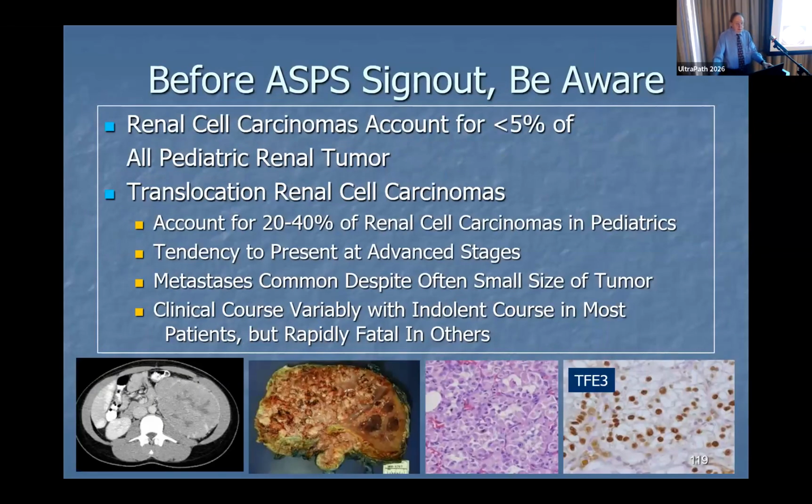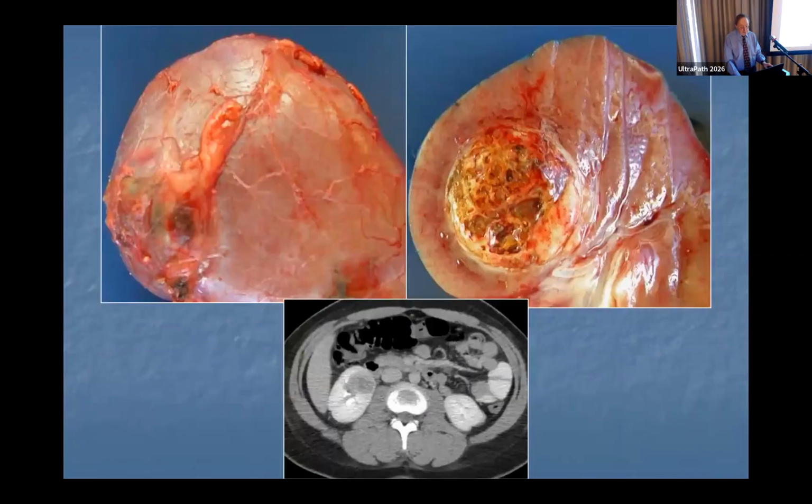But before you sign out alveolar soft part sarcoma, just be aware that you also have the renal cell carcinomas that are translocation type. Those translocation renal cell carcinomas account for 20 to 40% of all the renal cell carcinomas in kids, even though it's fairly rare to have renal cell carcinomas. And they tend to present at advanced stages, and they often metastasize even if they have a small size overall. Their course is fairly indolent. They have TFE3 expression, and some can actually mimic alveolar soft part.